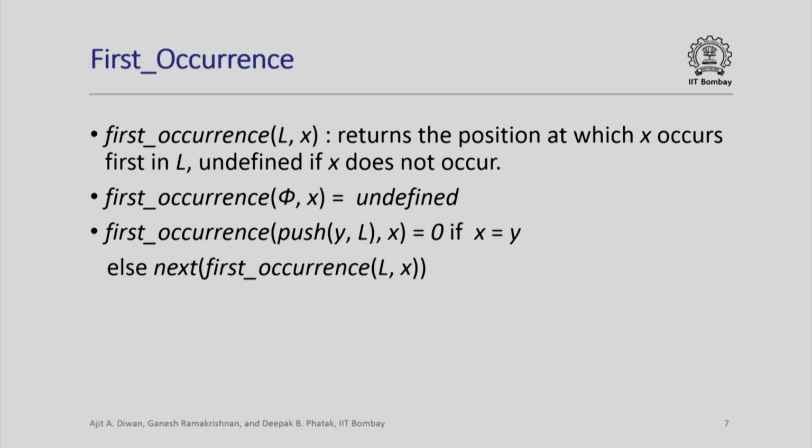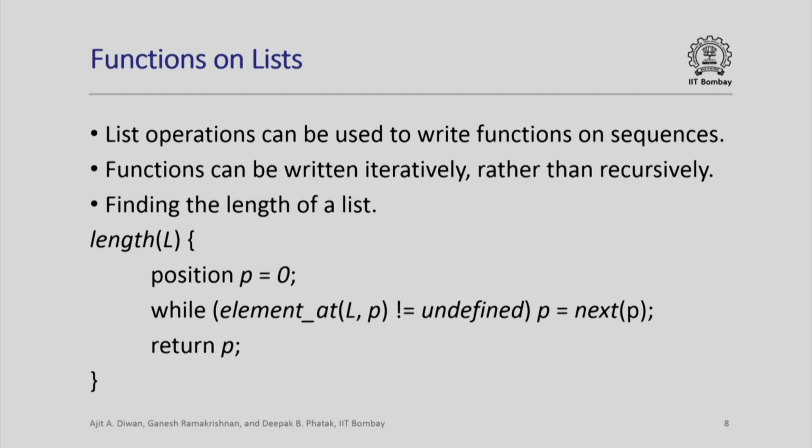Otherwise, we find the first occurrence in L of x and return the next of that. So, the position will be one more than the position of x in the list L. So, next of first occurrence of L comma x returns the position at which x occurs for the first time in L. So, we can define functions on lists also using these operations.